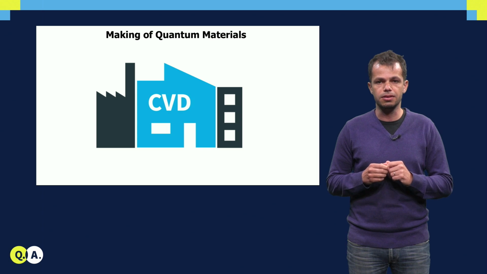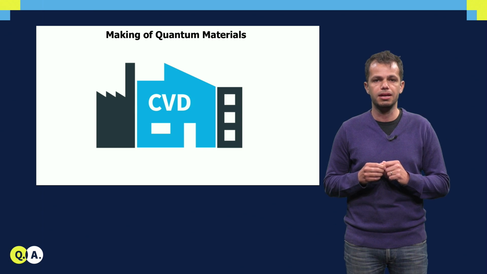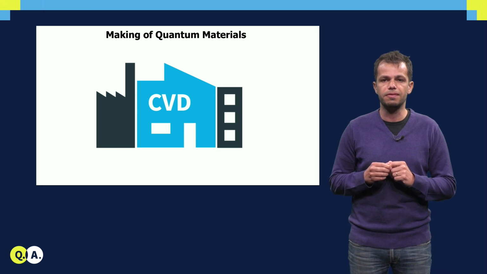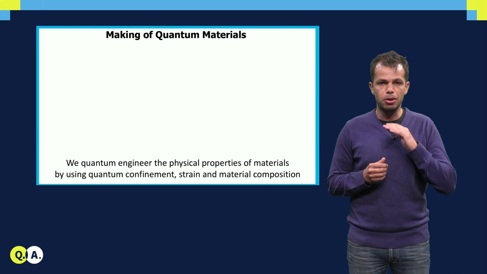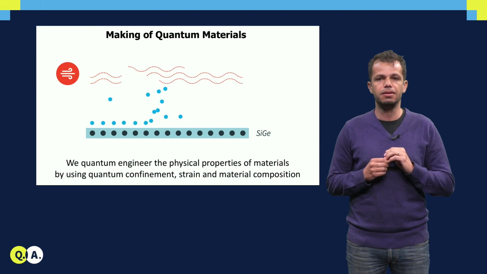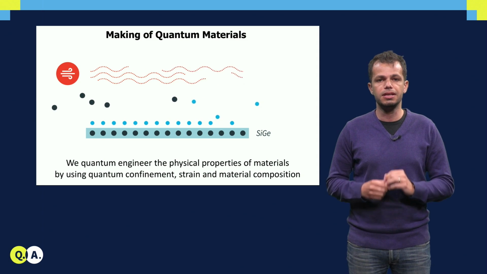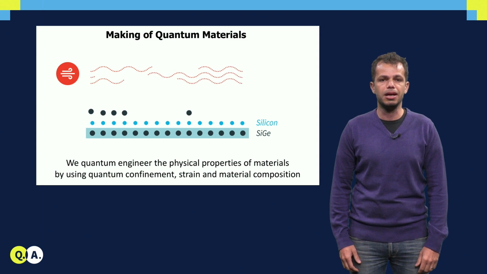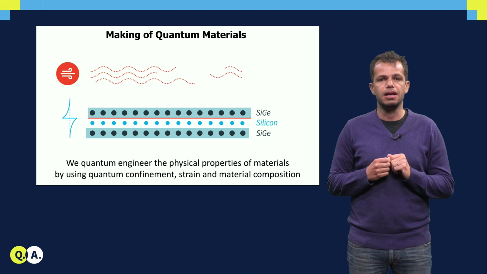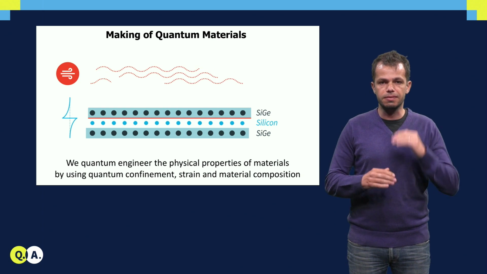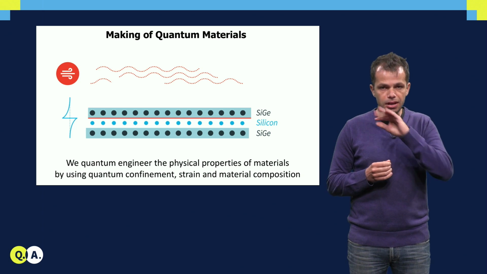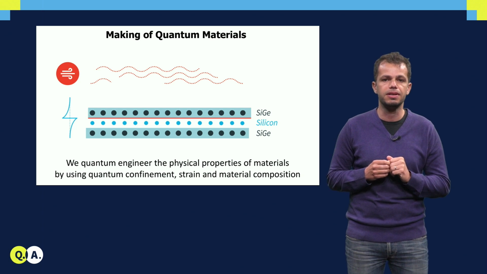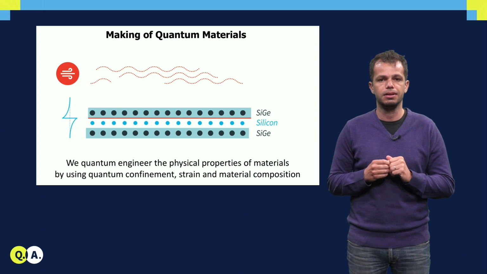Chemical vapor deposition, or CVD, is an industrial process that uses high-purity gases to make high-quality materials with desired physical and electronic properties. For example, by depositing layers of silicon and silicon germanium, we can tune the lattice parameter of silicon to be larger than usual and match that of silicon germanium. As a result, the electronic properties of such a heterostructure, which is made of different materials, make it possible to form a two-dimensional electron gas at the interface between silicon and silicon germanium.